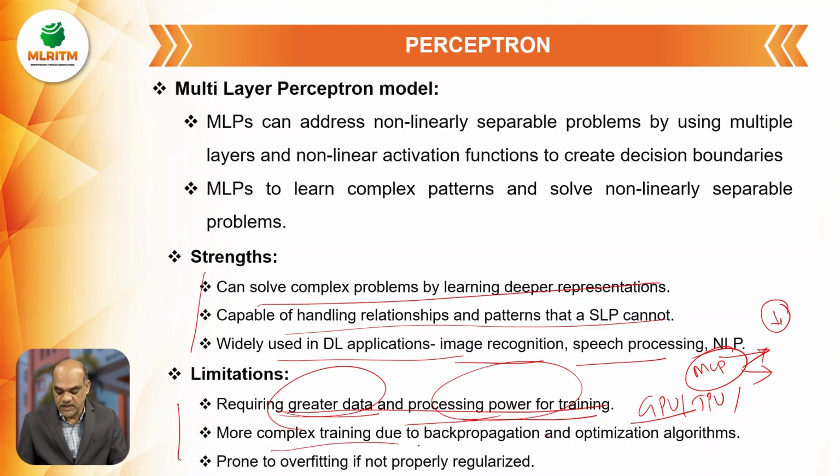So more complex training is required due to backpropagation as well as optimization algorithms. To apply the optimization as well as backpropagation mechanisms, this particular MLP needs more training because the data has complex features. The more data we have, the more complex training is required to get efficient results. At the same time, there may be a possibility of overfitting.